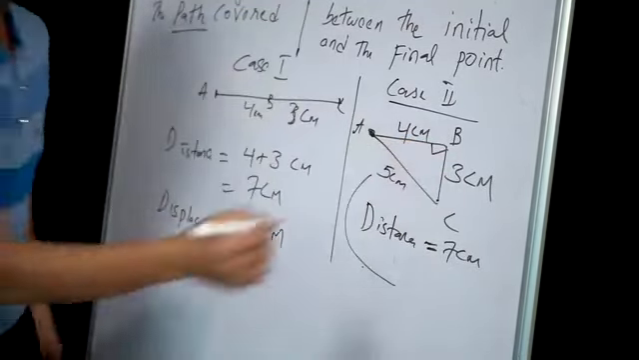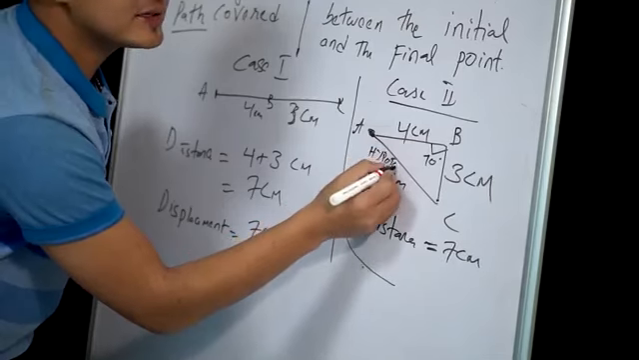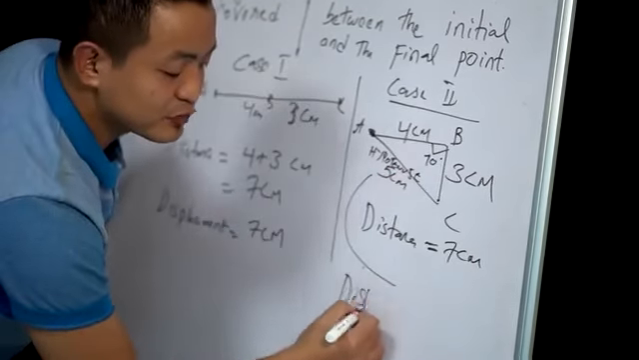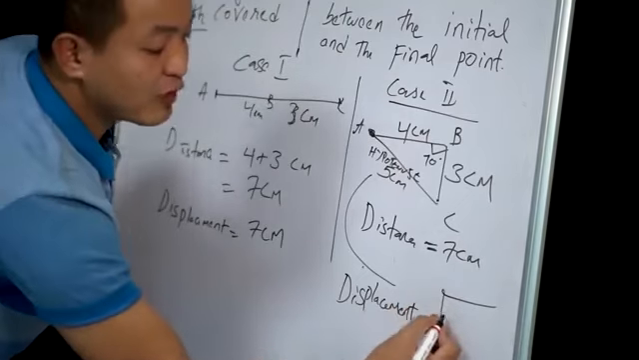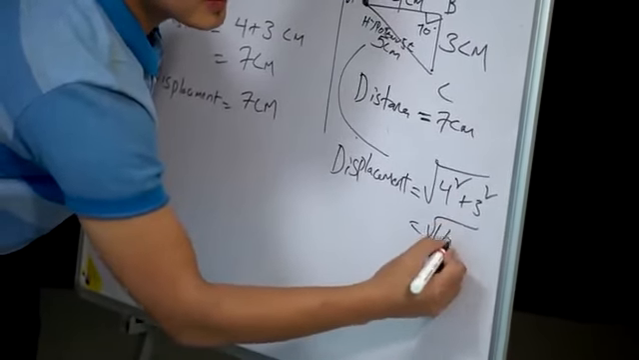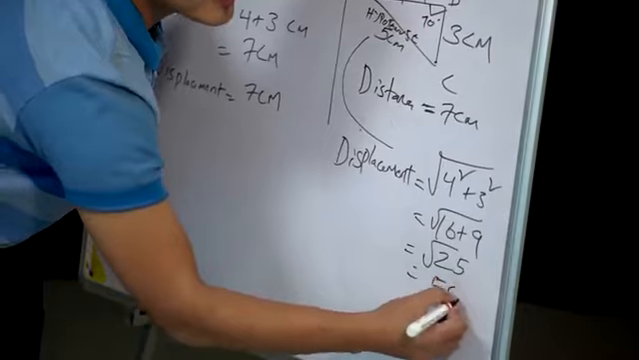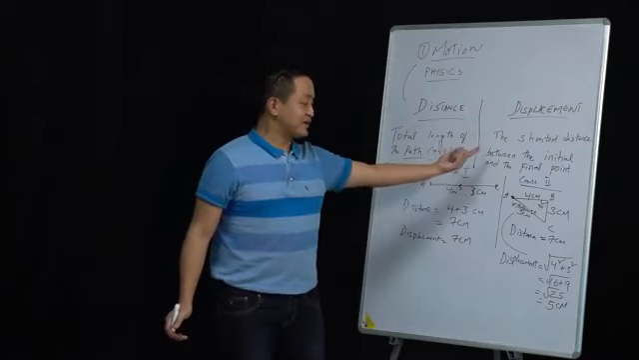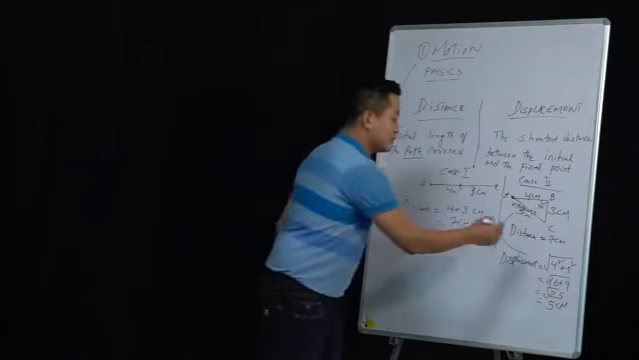Because here, B is 90 degree. That means it's a right angle. So this is the hypotenuse. We'll apply the Pythagoras theorem here. So the displacement would be the square root of 4 squared plus 3 squared, that is the square root of 16 plus 9. That means we have 25, and the answer is 5 centimeter. Clear? So see, if we apply displacement, it is just 5 centimeter to reach your final destination.